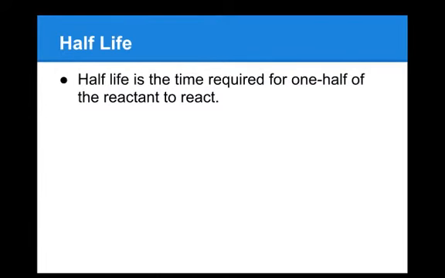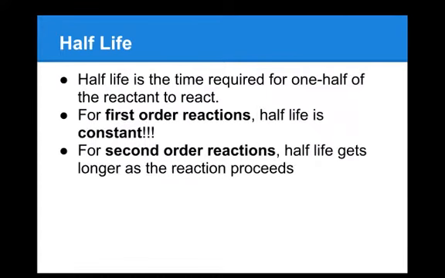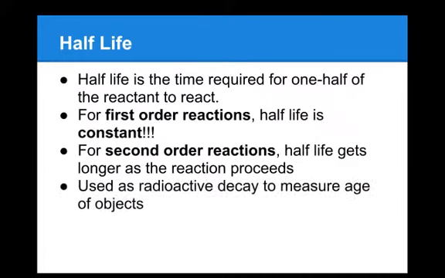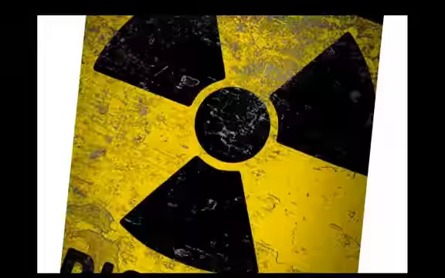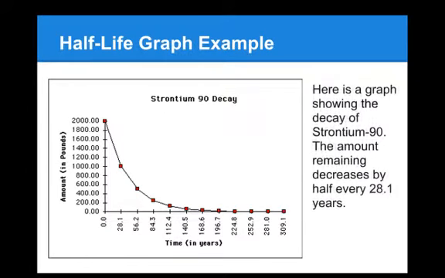Half-life is the time required for one half of the reactant to react. For first-order reactions, half-life is constant. For second-order reactions, half-life gets longer as the reaction proceeds. It is used as radioactive decay to measure age of objects. Here is an example of a half-life graph.